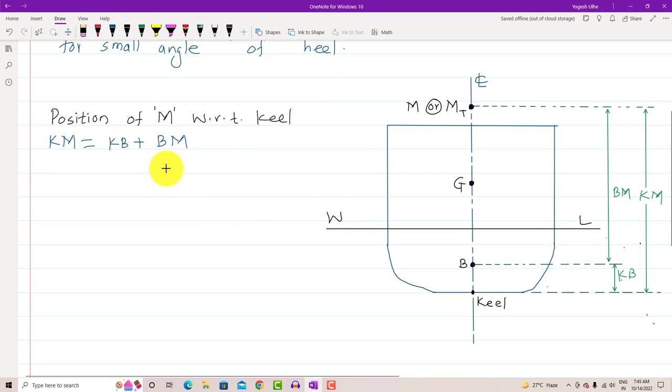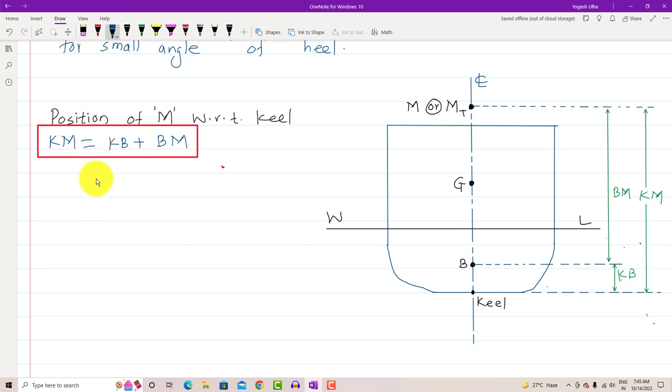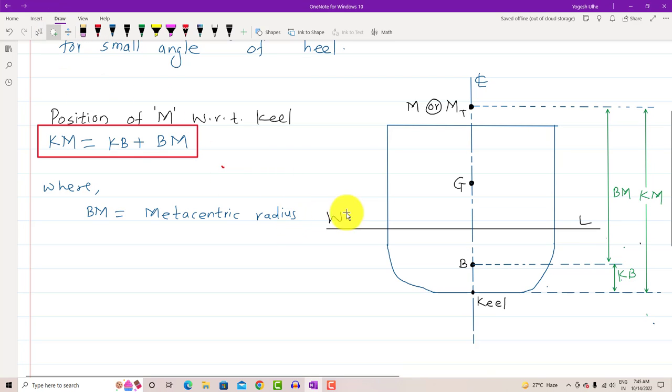Try to see the scenario. Very simple discussion, not that difficult, where we are going to see the meaning of each and every term. We have seen the meaning of KB, so I am not going to write it down once again here. But here, BM means what, guys? BM means metacentric radius. Not metacentric height, guys. BM means metacentric radius.